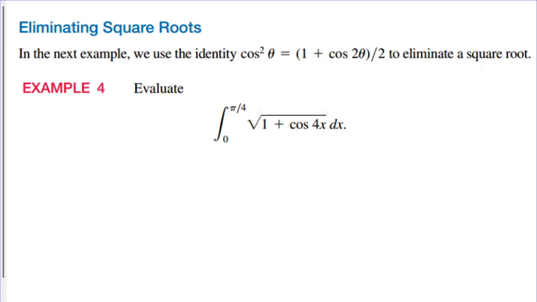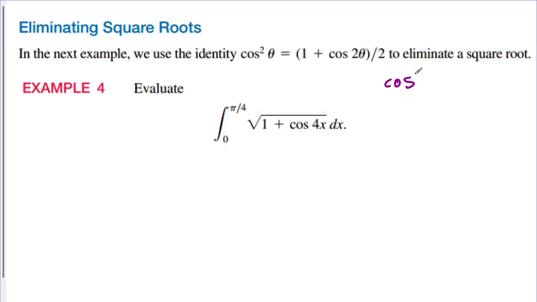Next trick is to eliminate a square root. In the example, we're going to use another trig identity, and that is that cosine squared of theta is equal to 1 plus cosine of 2 theta divided by 2, to eliminate the square root. We're going to notice that 1 plus cosine of 4x is going to match our identity.